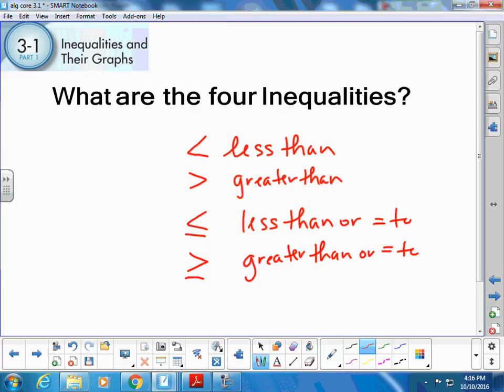I always say that these two you can remember that they're the or equal to ones because this bottom line comes from the equal sign. So those are the or equals to.